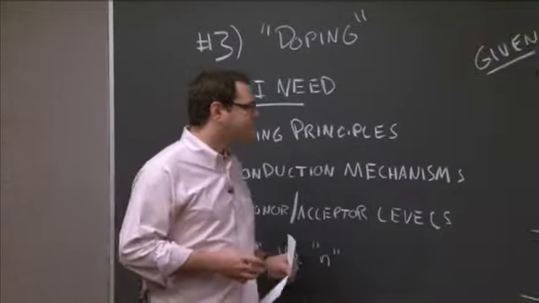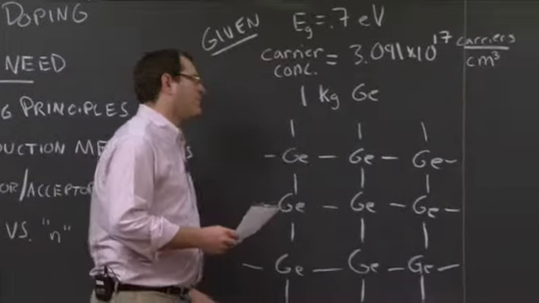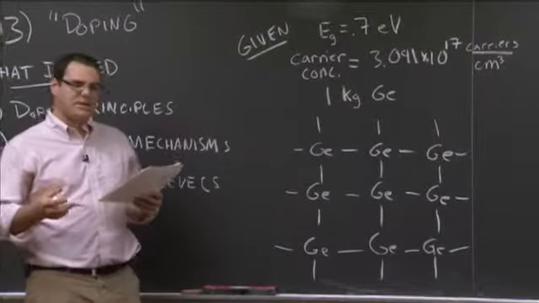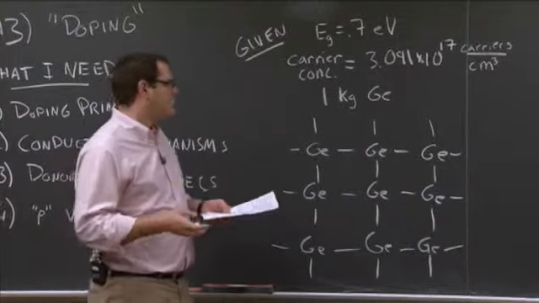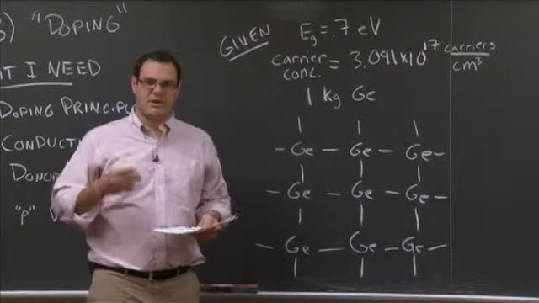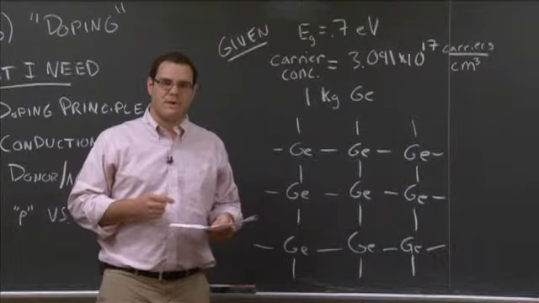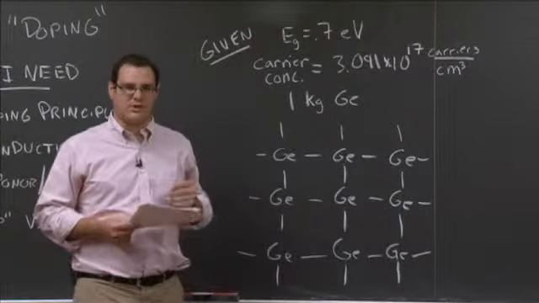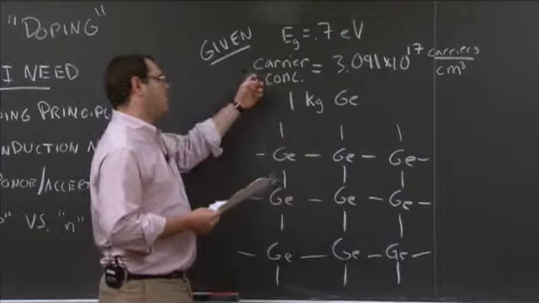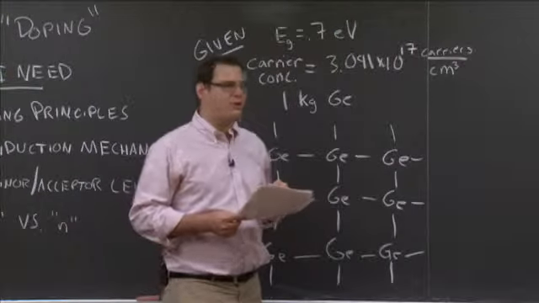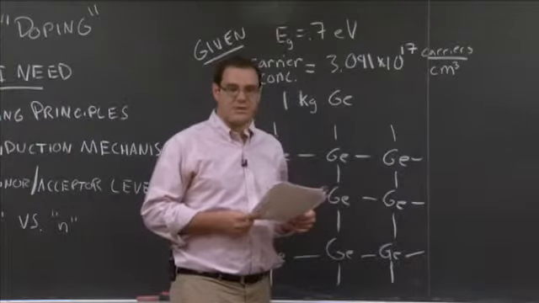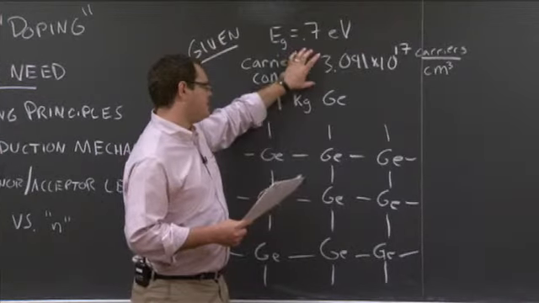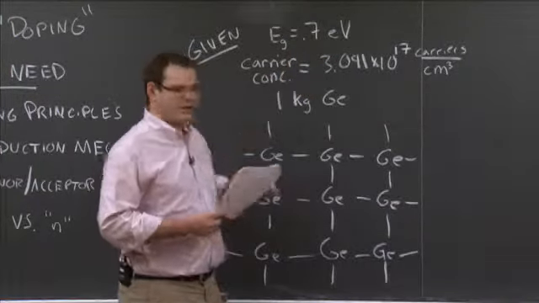So let's go on. I wrote down the information that we're given in the problem. Part A asks us to find specifically how much gallium is needed to reach a certain carrier concentration in our germanium. So we're doping gallium into germanium. We're given the fact that the germanium band gap is 0.7 electron volts. We want to achieve a carrier concentration of 3.091 times 10 to the 17 carriers per centimeter cubed. And we're working with 1 kilogram of germanium. So we need to achieve this carrier concentration in 1 kilogram of germanium.